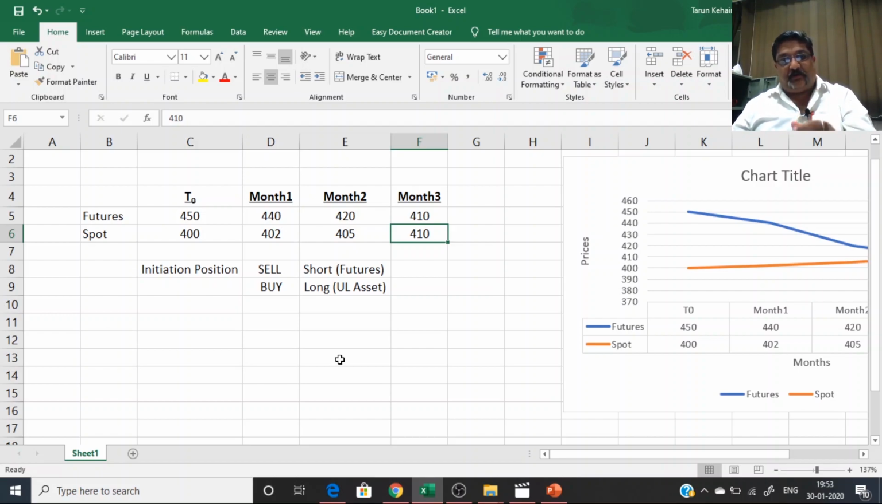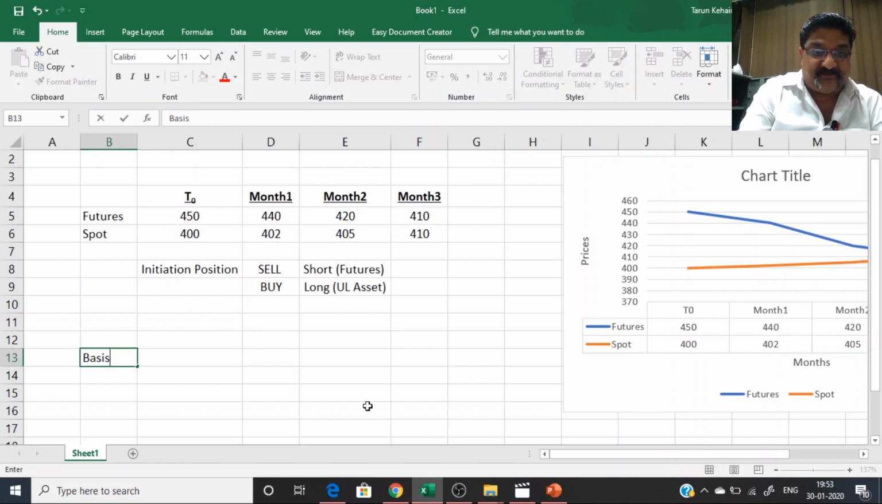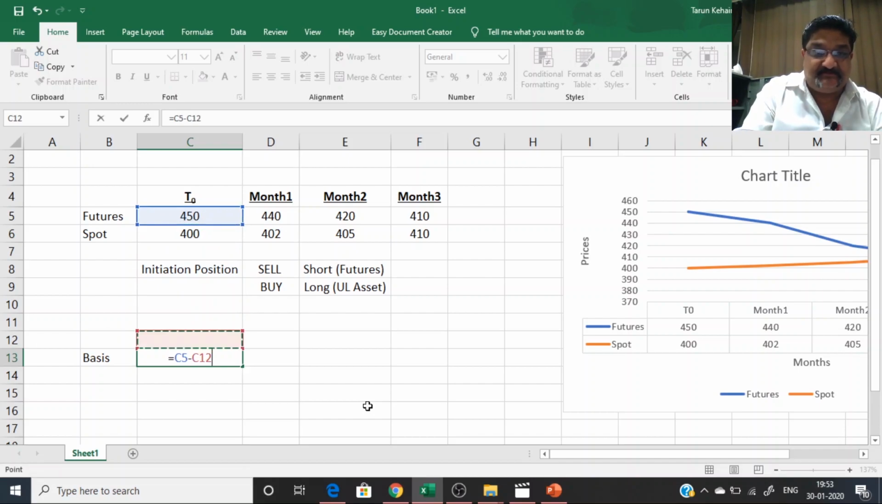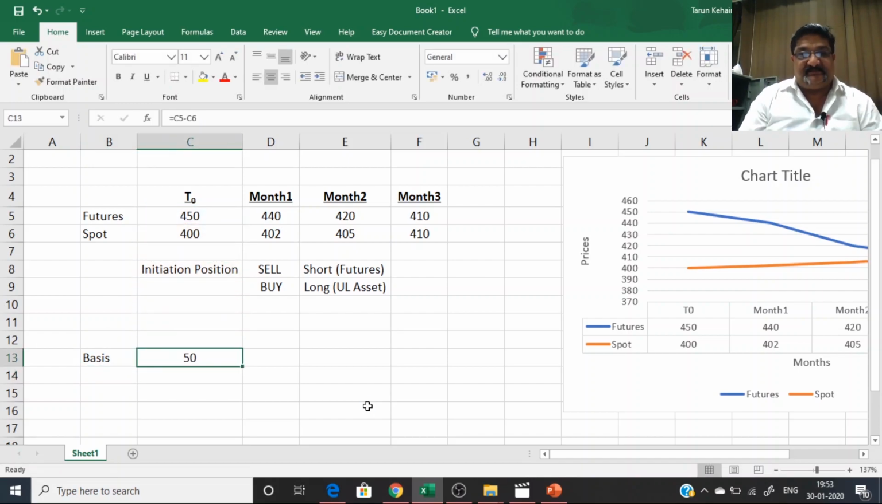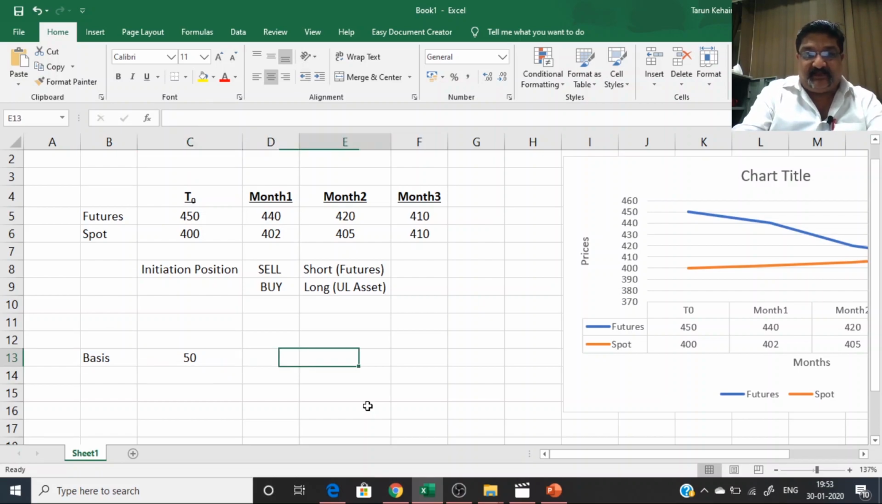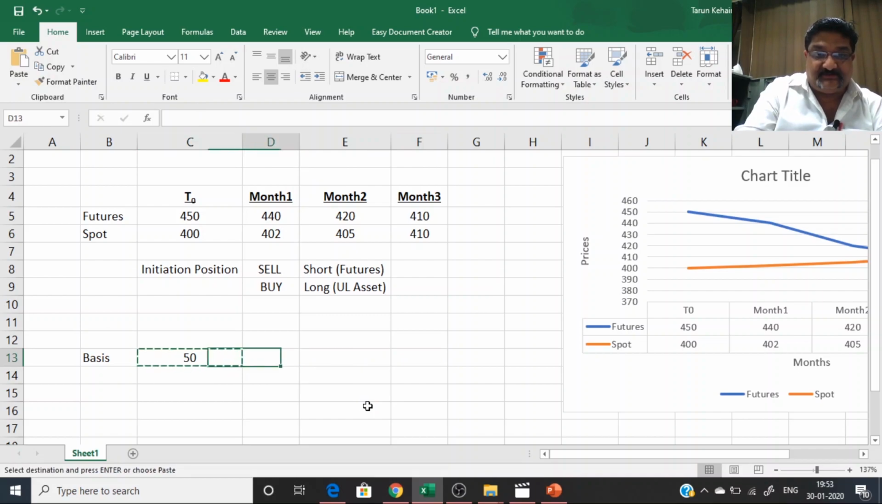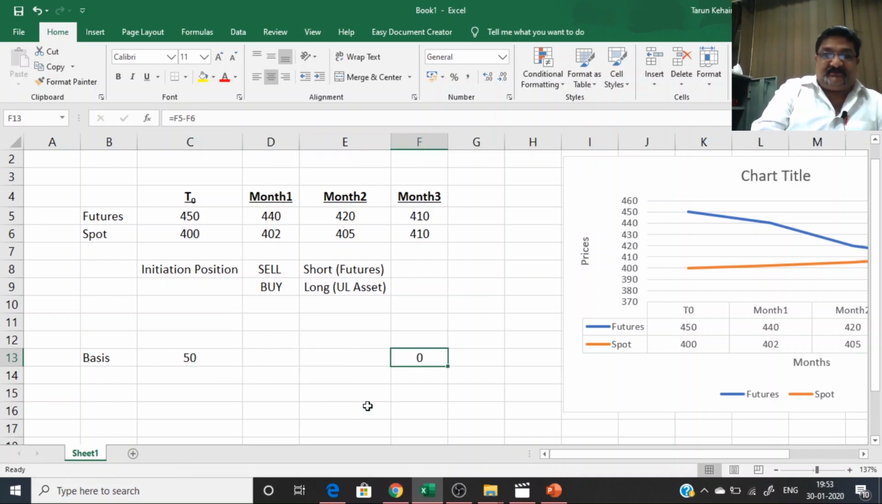Now this is how a futures contract works, and on expiry you have noticed that he has actually made a gain of 50. Now let's say I plot the basis, and for understanding I am telling you that the basis is actually the futures price minus the spot price. So the initial basis was 50, and if you look at the expiry, the basis will come to 0 because I told you it is bound to happen that the spot price and the futures price are going to be the same. So there is obviously going to be no basis at expiry of the futures contract.